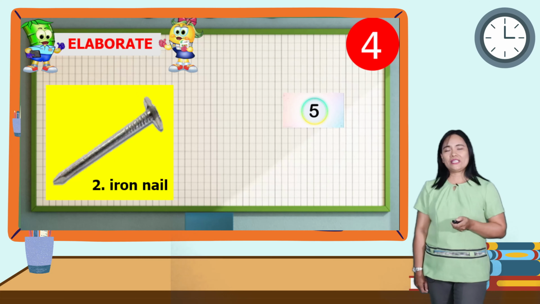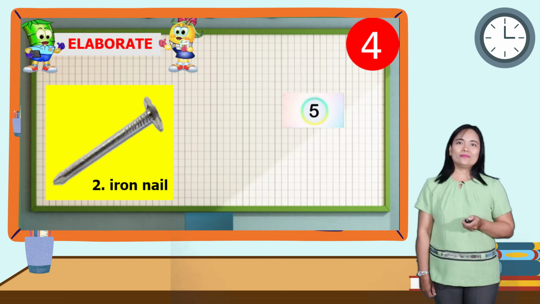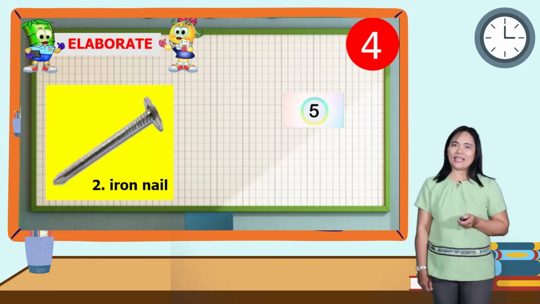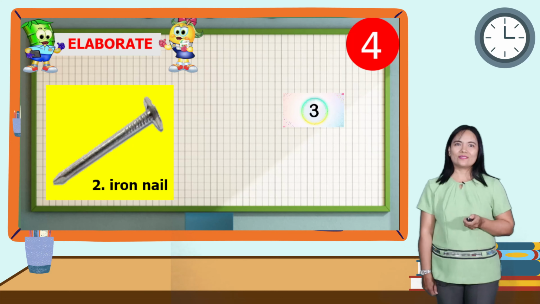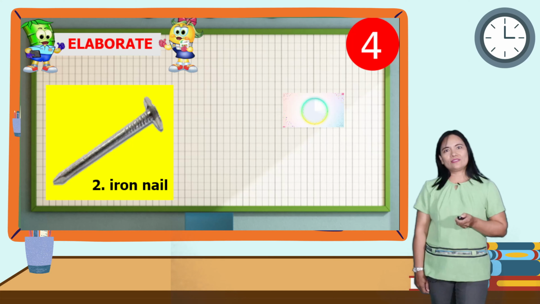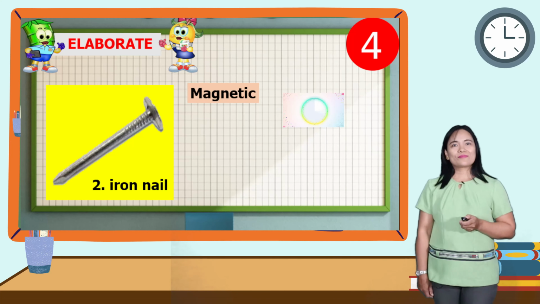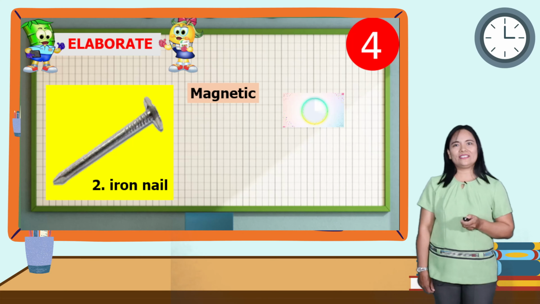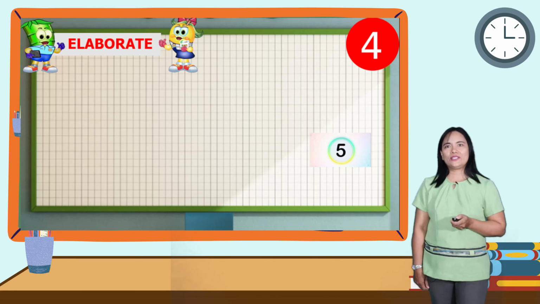The second picture is an iron nail. Is it magnetic or non-magnetic? 5 seconds. Okay, time stops. The correct answer there is magnetic. Very good. What about number 3?